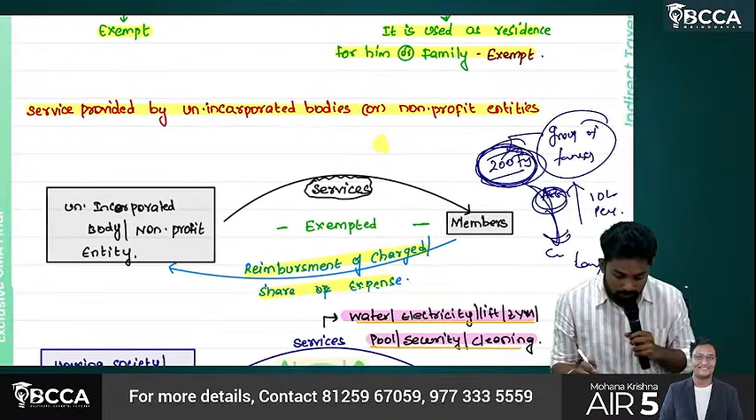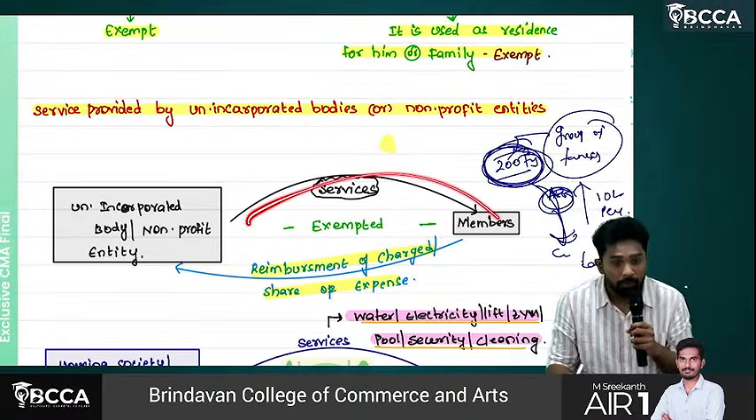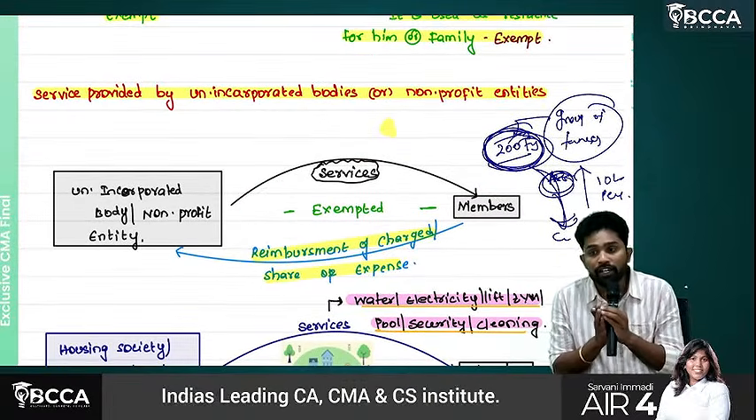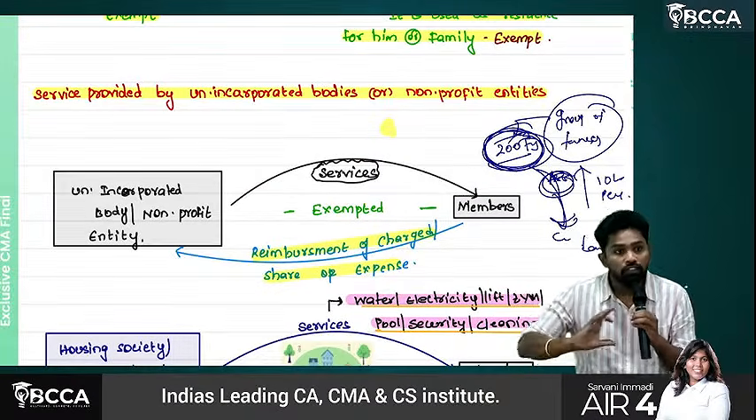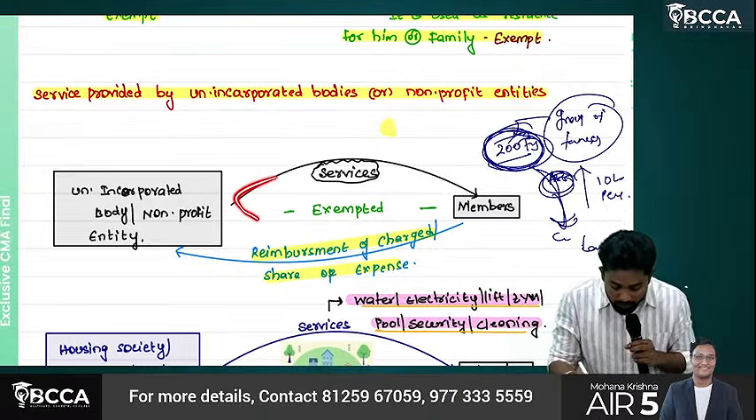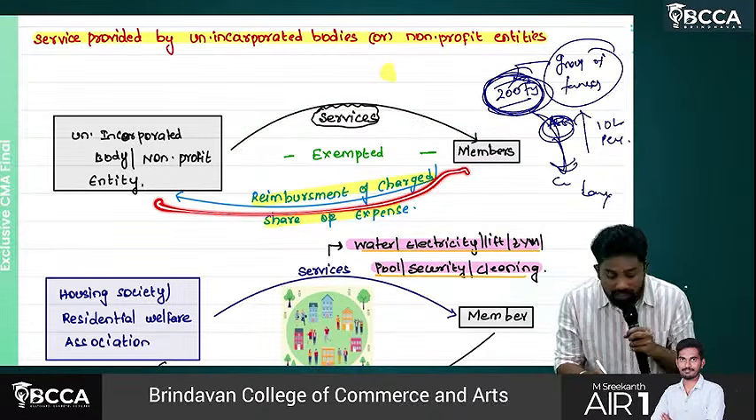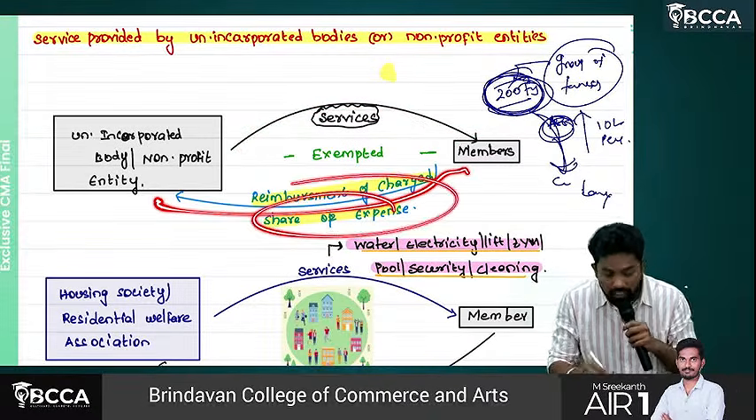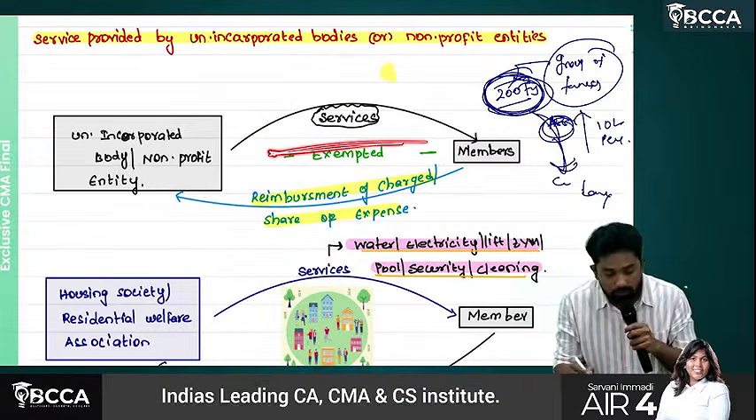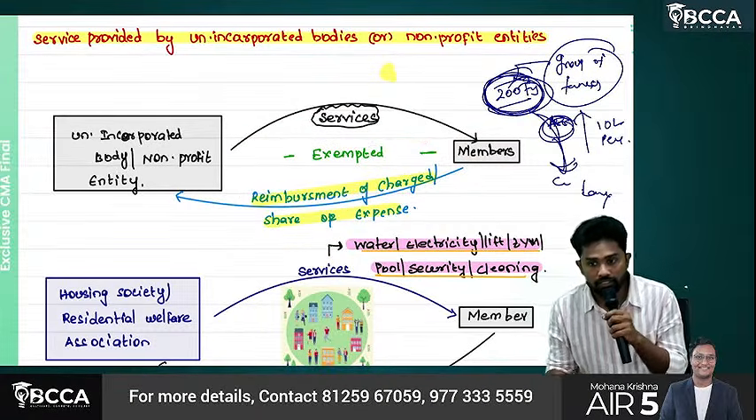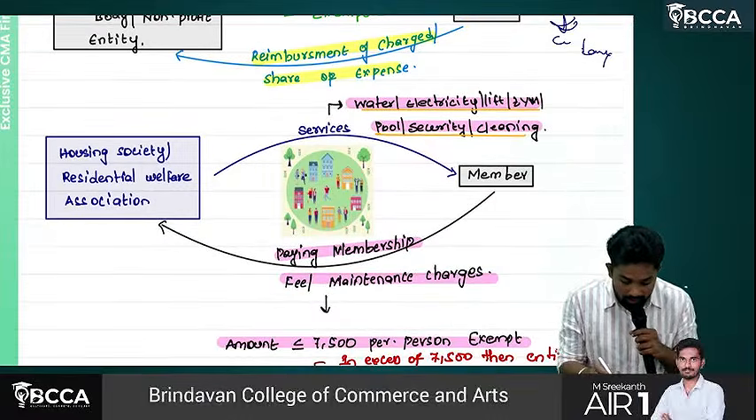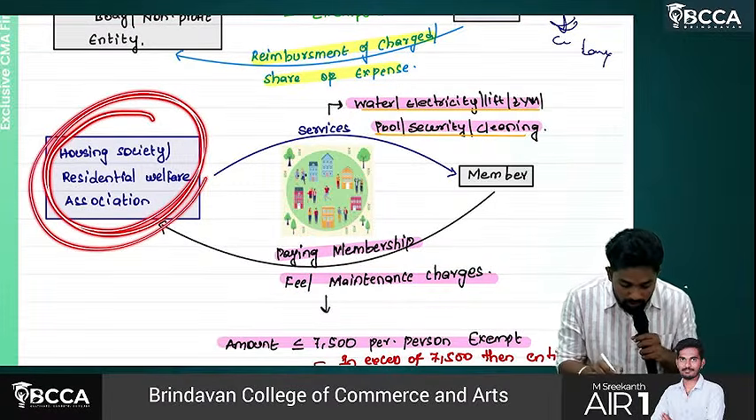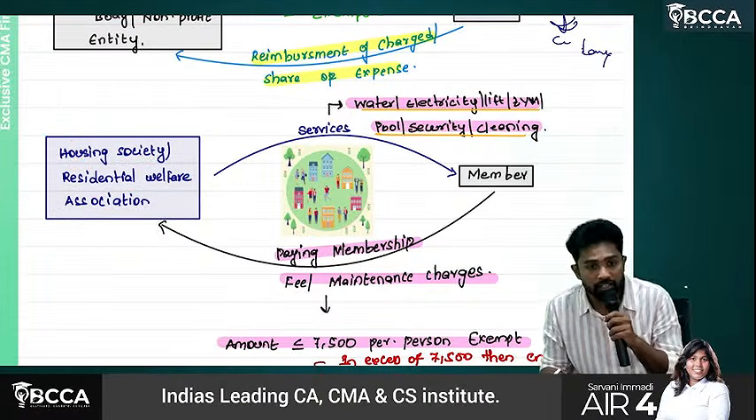Now see, sir, the association is providing service to members. The association is providing that legal service for the benefit of whom? Members. Now for that, members are reimbursing the charges or giving their share of expense. Then this service is exempted. Then residential housing societies or residential welfare associations.